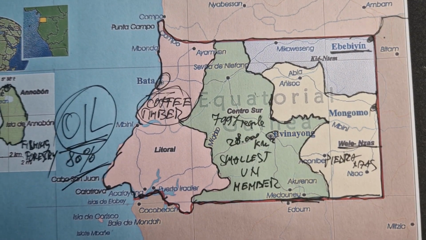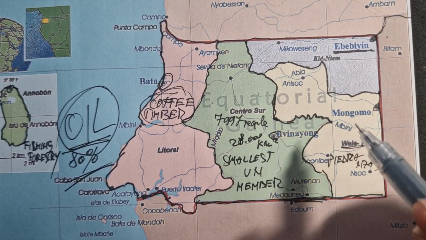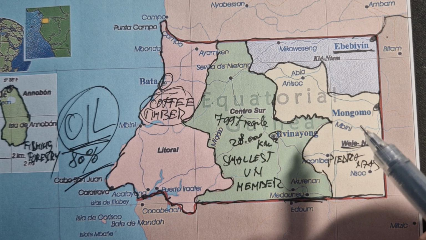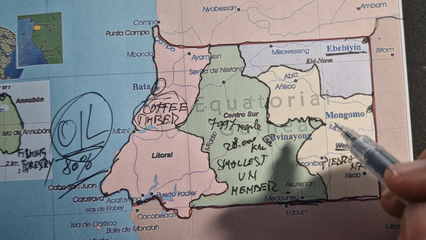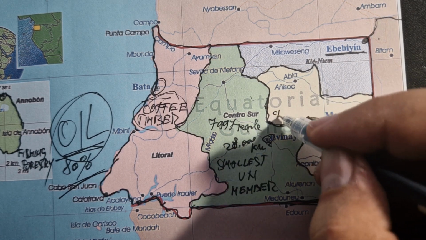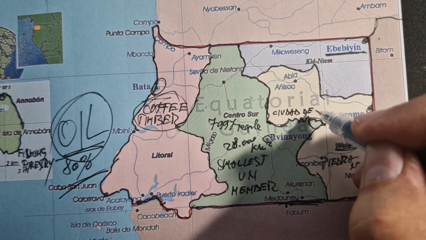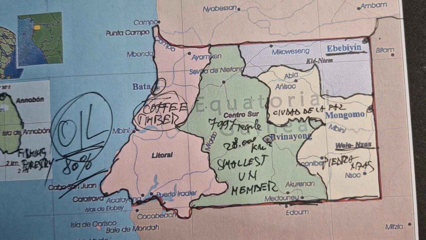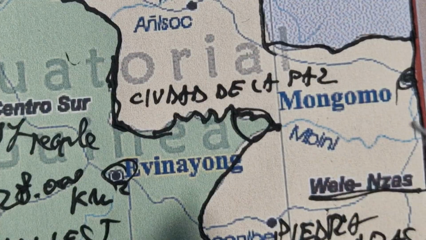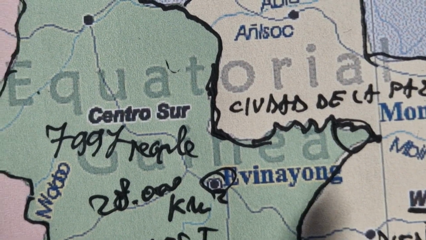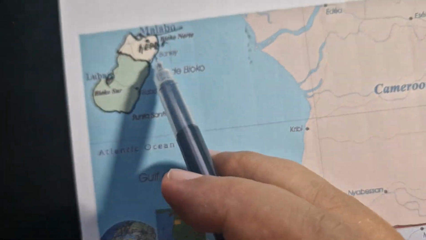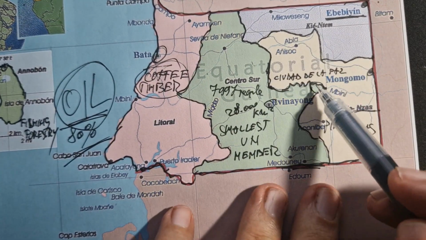Good. Next. Alright, we have the area of Djibloho, which is not depicted here, it's right here. And the capital is Ciudad de La Paz. Well, actually, Ciudad de La Paz, formerly Oyala, is a city that is being built to replace Malabo as the national capital. Malabo is right here in the island area. So they are building a city here to replace that capital.